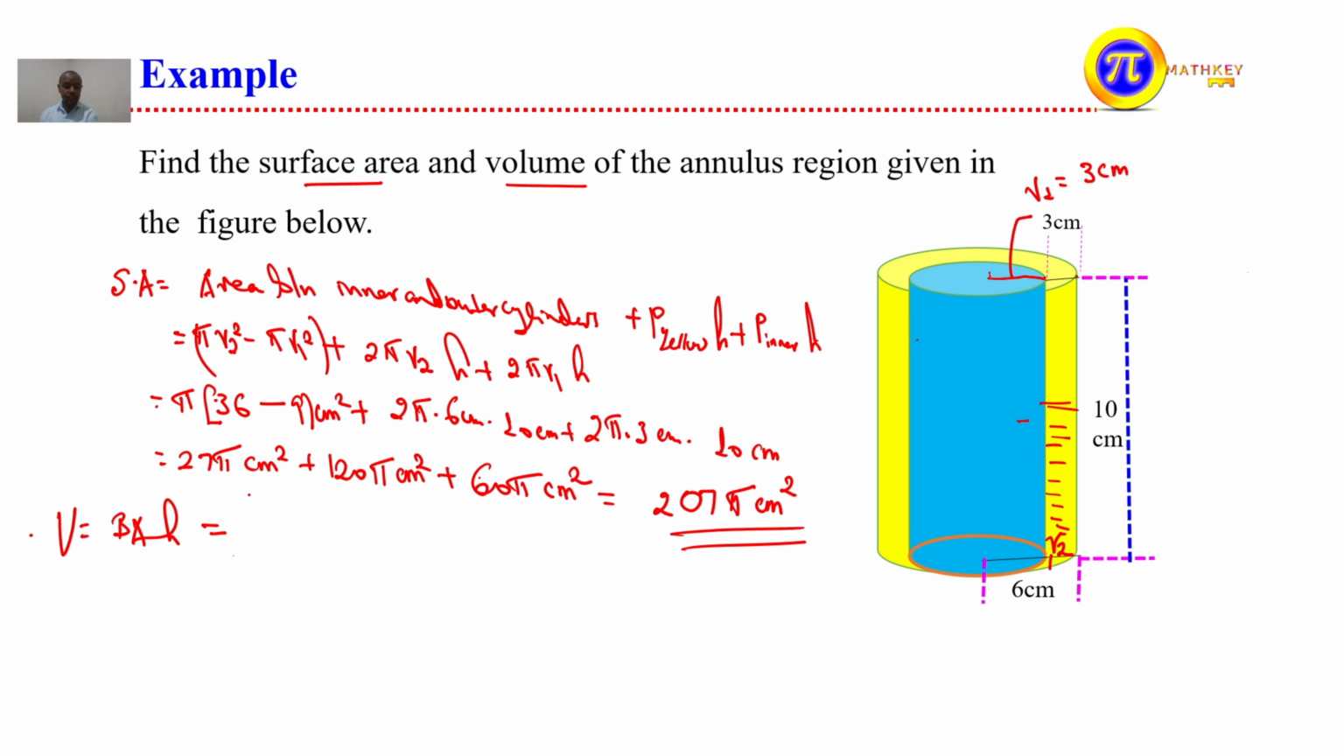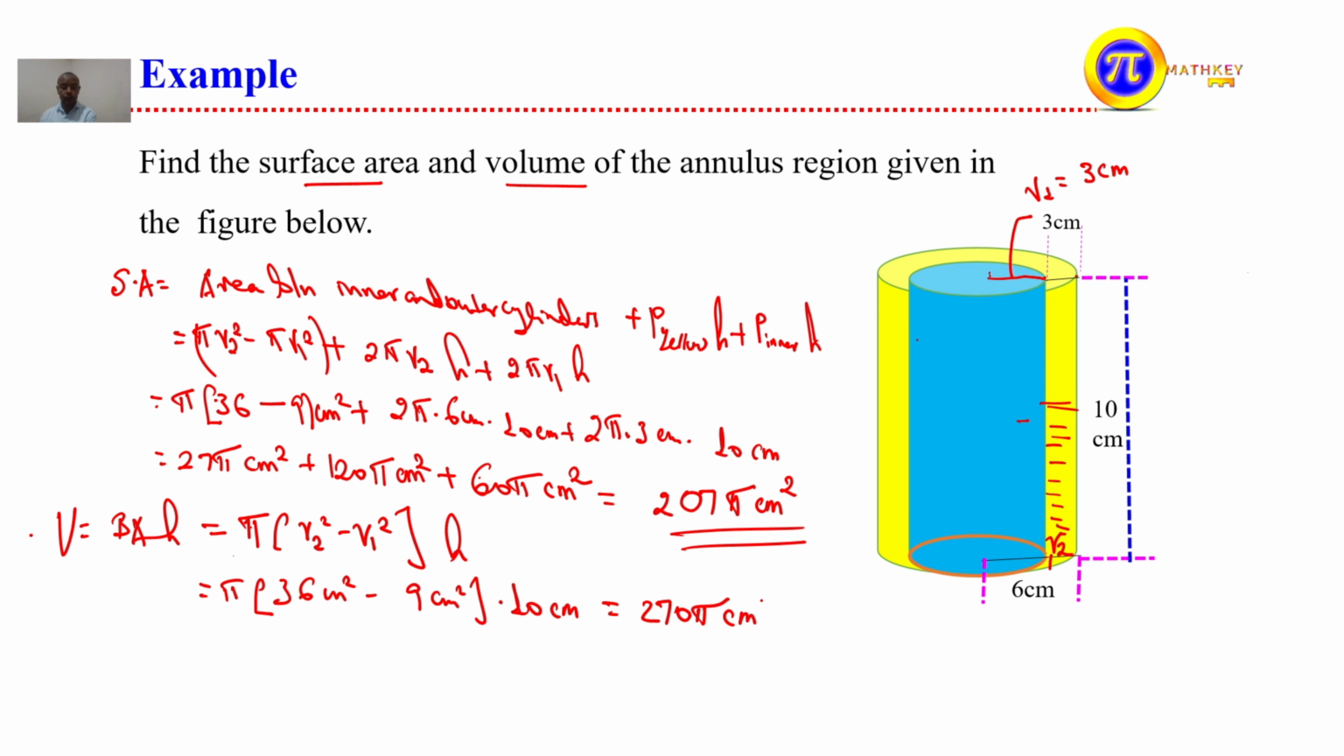If that's so, this is equal to pi of R2 square minus R1 square times the height H, which is equal to pi of, that means R2 square is 36 centimeter square minus R1 square is 9 centimeter square, times the whole H, that is 10 centimeter, which is 27 times 10, equal to 270 pi cubic centimeter. This is the volume of this cylinder.